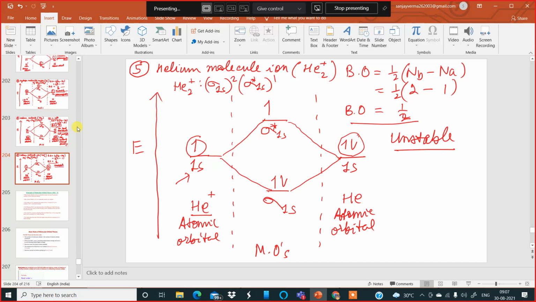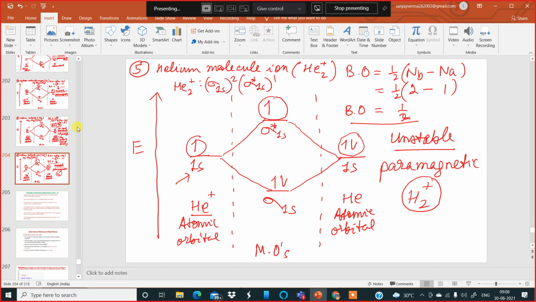And moreover, after the stability, you look at the orbitals. This orbital contains one electron, singly occupying the orbital. So the helium molecular cation is supposed to be paramagnetic in nature, somewhat similar to the hydrogen molecular cation.